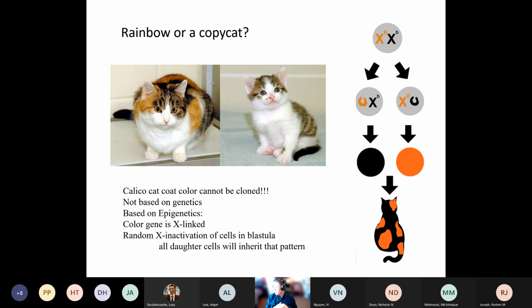but that process is random. It's a random process. That's why, you know, the color pattern cannot be reproduced. It cannot be cloned because it's random. You can never have two cats that have the same color because of the random X inactivation process. As you can see, if the orange gene is inactivated, of course, it's going to create a spot on the skin that's black. And if the black gene is inactivated, then the orange color will display. Therefore, throughout the body, you're going to have unique combinations for each cat.